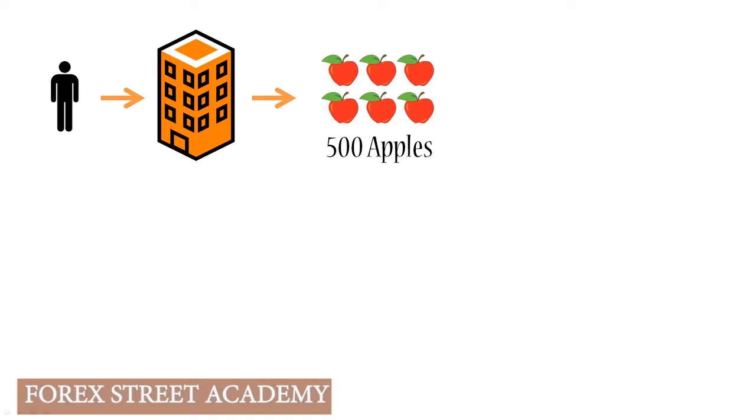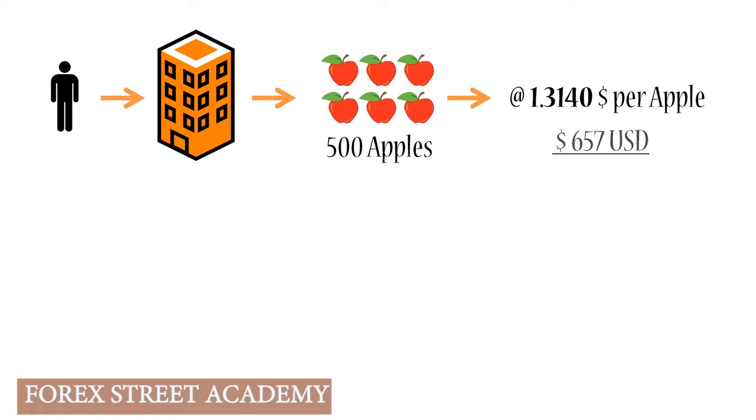So you borrow 500 apples from your broker, and you then take these apples to the Forex market and you sell them at $1.3140 per apple. And that gives you, in return, 657 US dollars. So now you have that money and you decide to hold on to this 657 US dollars because you've predicted that the price for apples will drop, and you wait for that to happen as per our chart which we looked at earlier.